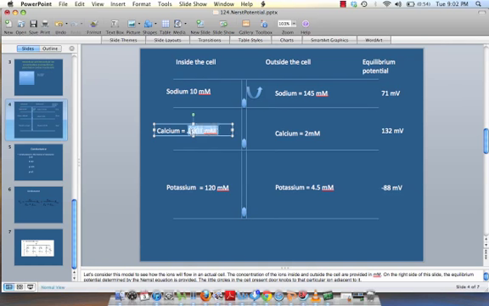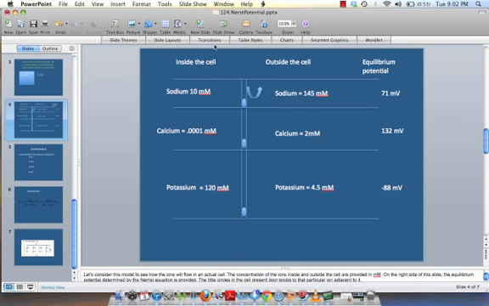Calcium is found at a really low concentration inside the cell compared to outside the cell. Therefore, it also has a really positive equilibrium potential. The way action potentials are created is essentially through the opening and closing of gates that allow the ions to move in and out of the cell.